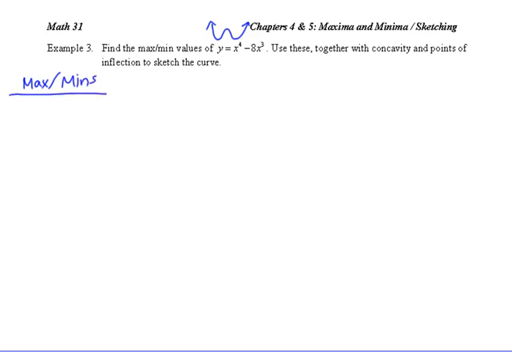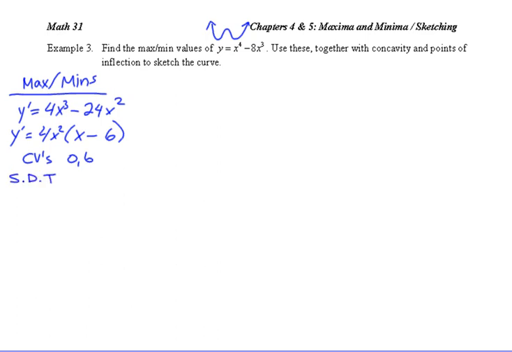Okie dokie. So that is which derivative? The first. 4x cubed minus 24x squared. We can factor what out? 4x squared, x minus 6. Okay, critical values 0 and 6. We're going to use our second derivative test here, SDT.